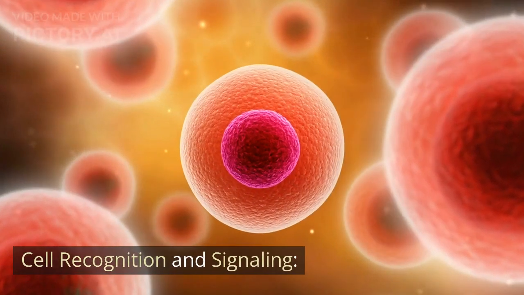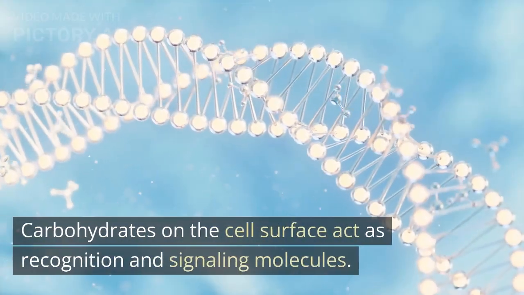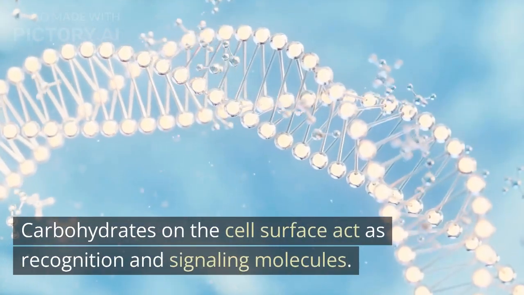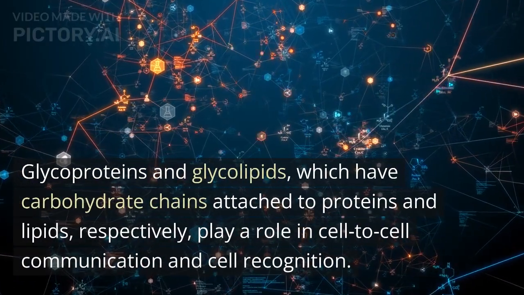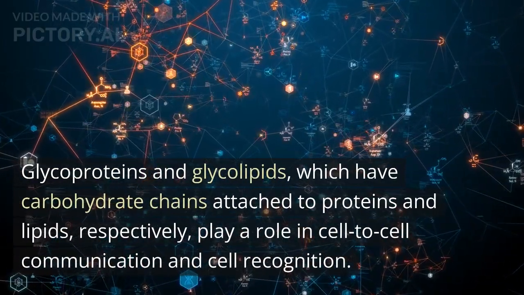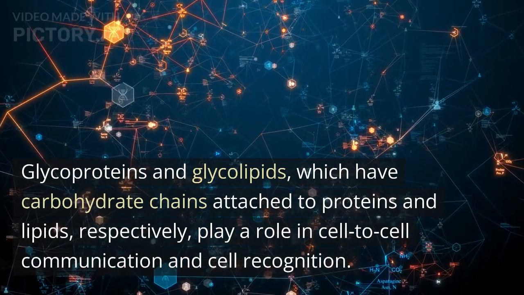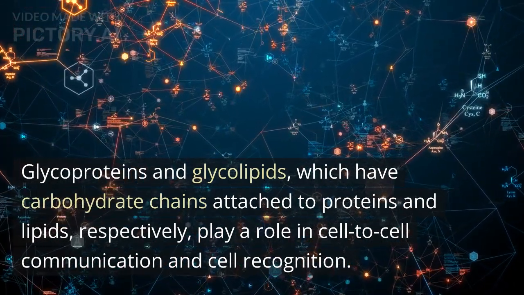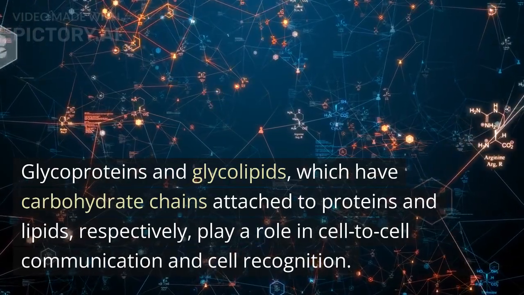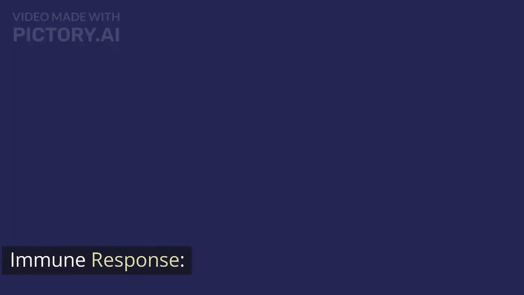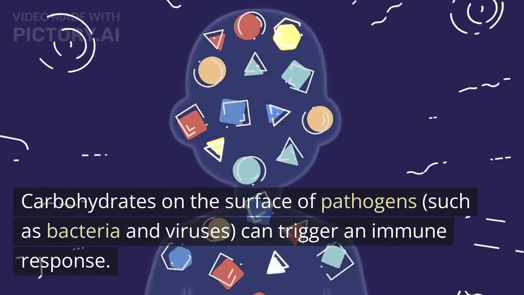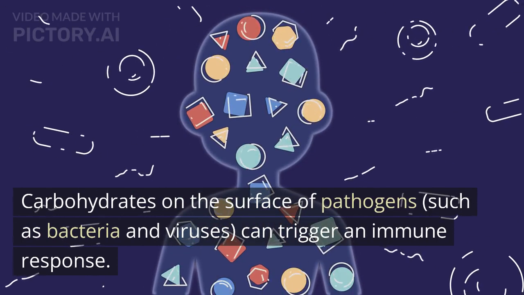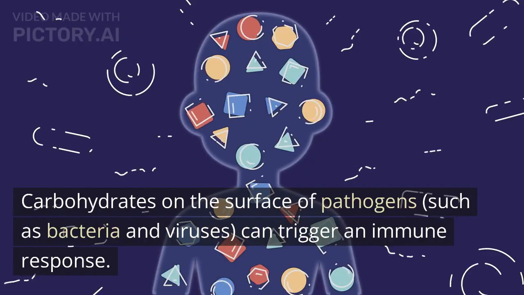Cell recognition and signaling. Carbohydrates on the cell surface act as recognition and signaling molecules. Glycoproteins and glycolipids, which have carbohydrate chains attached to proteins and lipids, respectively, play a role in cell-to-cell communication and cell recognition. Immune response. Carbohydrates on the surface of pathogens, such as bacteria and viruses, can trigger an immune response.